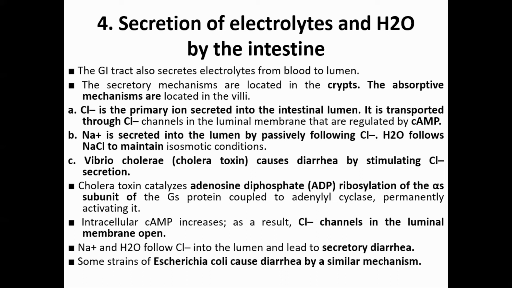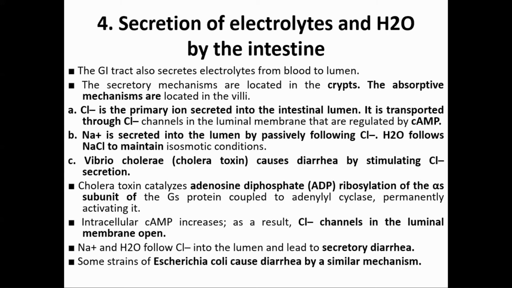Okay, what cholera toxin does is it increases the cyclic AMP level in the cell. When cyclic AMP level in the cell is increased, the chloride channels open for a longer time. When chloride channels open for a longer time, sodium and water also move, and it leads to secretory diarrhea. This has been asked in the MCQs also.